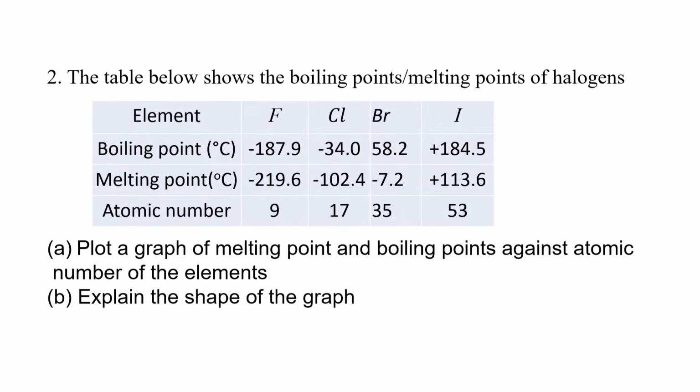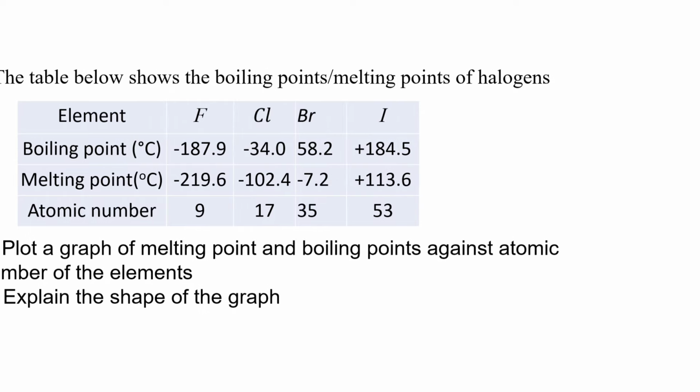Now looking at another question here, number 2. The table below shows the boiling points and melting points of halogens. So they have given us boiling points and melting points, and they wanted us to plot a graph here. So we can look at the graph here.